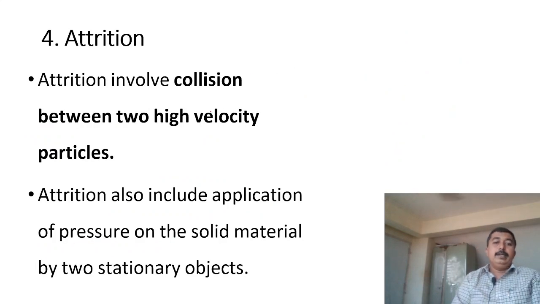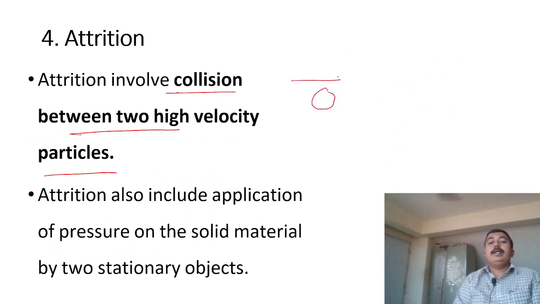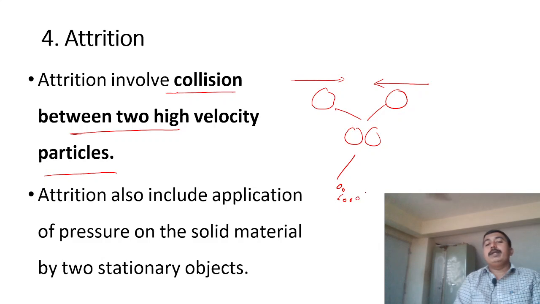Next comes attrition. Attrition again involves two things: collision between two high velocity particles. Suppose I have a first high velocity particle like this, and a second high velocity particle like this. These two particles collide with each other like this and result in a breakdown of both powder particles. So here particles strike on each other, resulting in a breakdown.